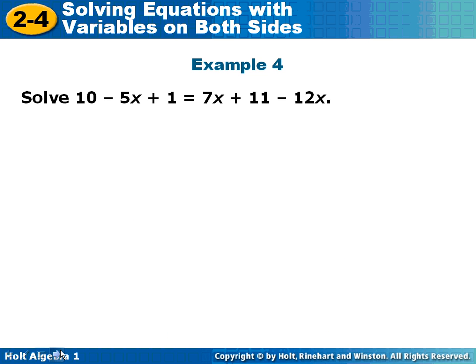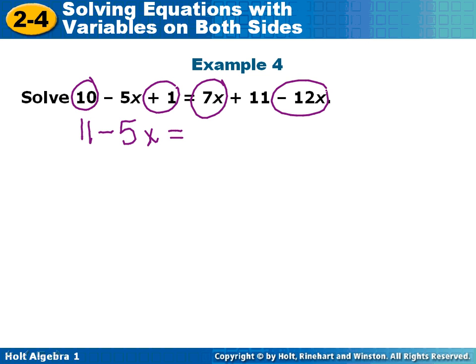More fun. Okay, I do not have any distributing to do, but I do have some combining. On the left-hand side, I'm going to look at the 10 and add 1. That gives me 11 minus 5x. On the right-hand side, I have a 7 and a minus 12. That adds up to a negative 8x plus 11. Letters to the left, I'm going to add the 8x.